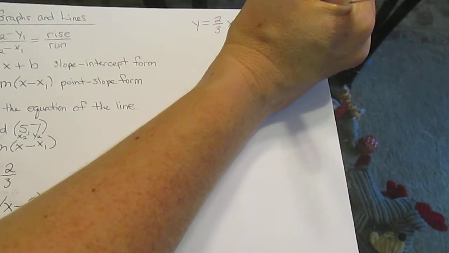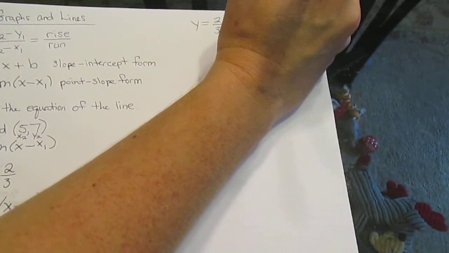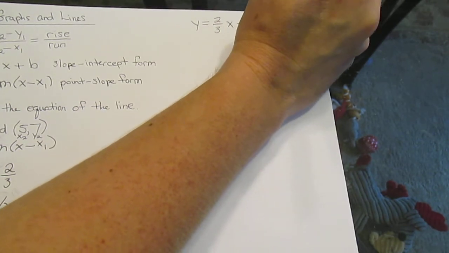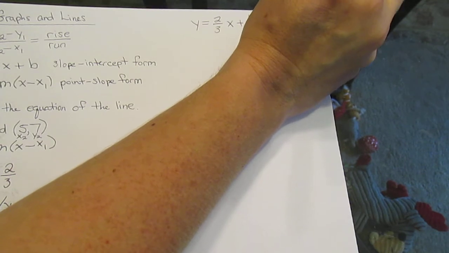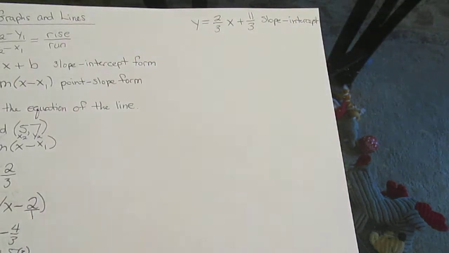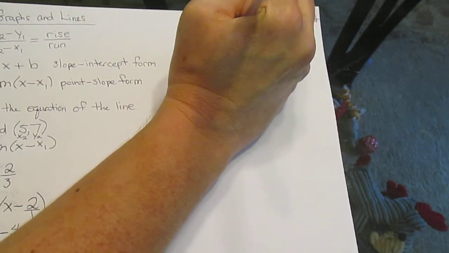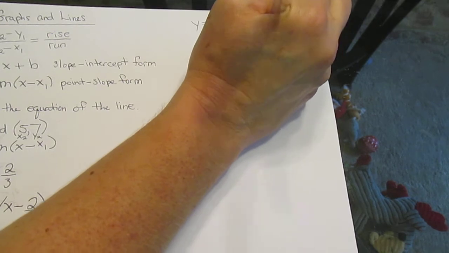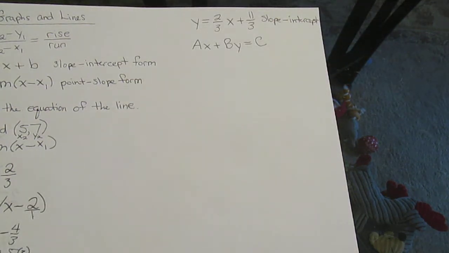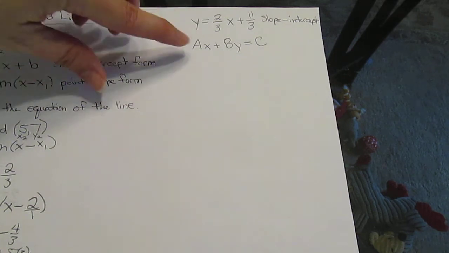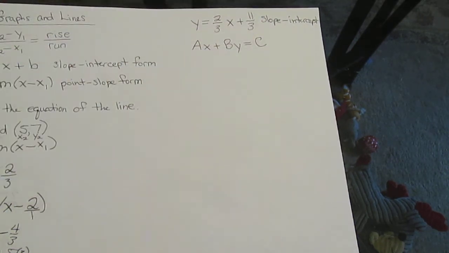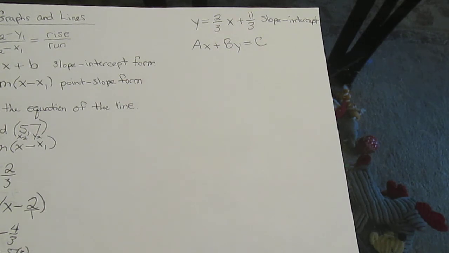Okay, well that's in slope-intercept form. Well, sometimes they want the answer in standard form. Standard form is ax plus by equals c. So you need to get the x's and the y's on the same side. And the a, b, and c are all whole numbers. So you want to get rid of any fractions that you see as well.